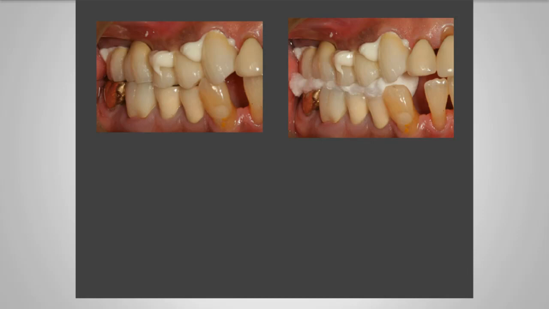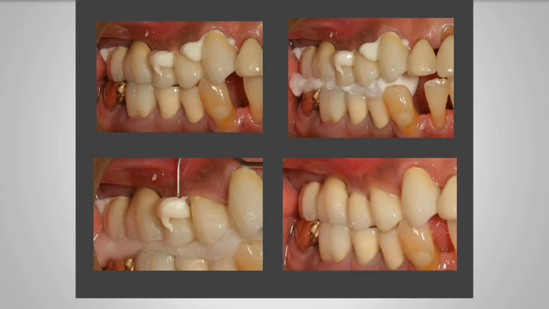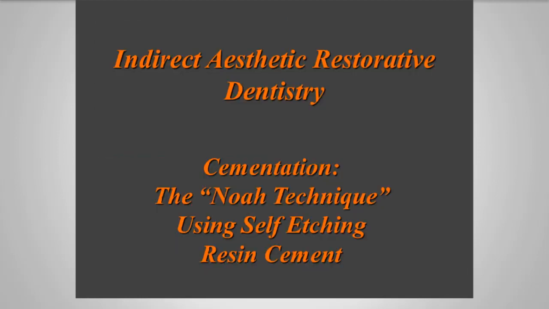I don't clean up Fuji Cem 2 prior to it being totally set, because it's so easy to clean up. After that final set, you can take an explorer or a small scaler and just pluck the excess cement away from the marginal areas. You can get floss threaders through and the sonic scalers and clean up the cement very easily and very quickly. So that covers cementation using resin modified ionomer cements.